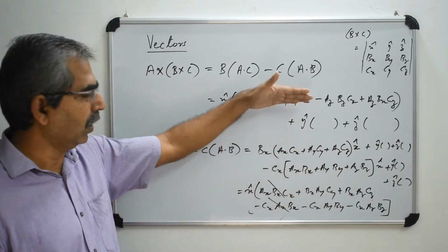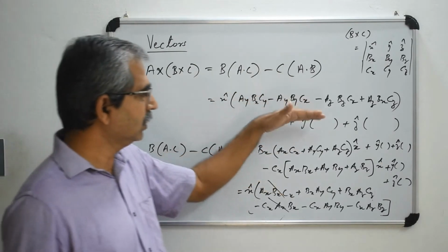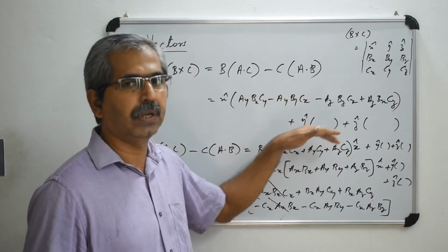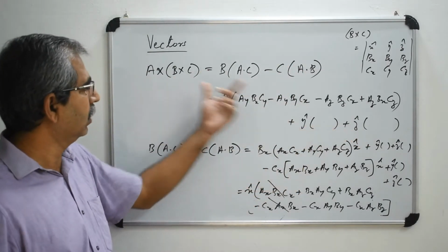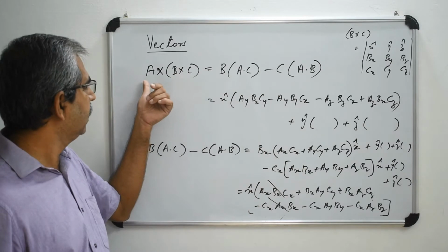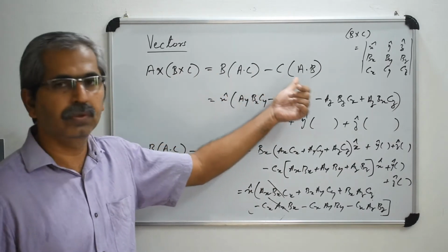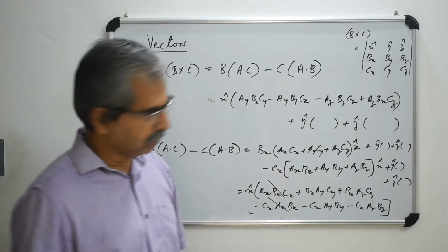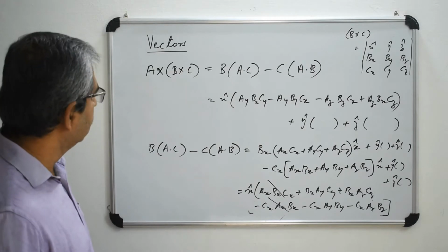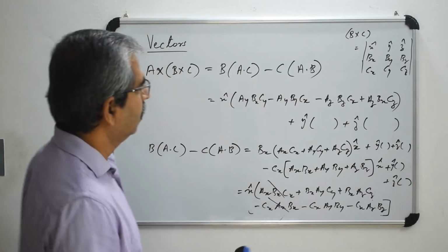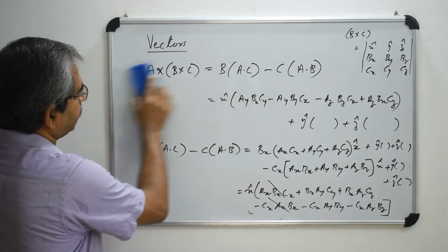See, remember, we have proved it for the x component only. So you can do the same for the y component and the z component. Okay. So eventually you can see that all these are equal, and we can write A cross B cross C equal to B into A dot C minus C into A dot B. Okay. So that is the first problem. Now we will go to the second one.